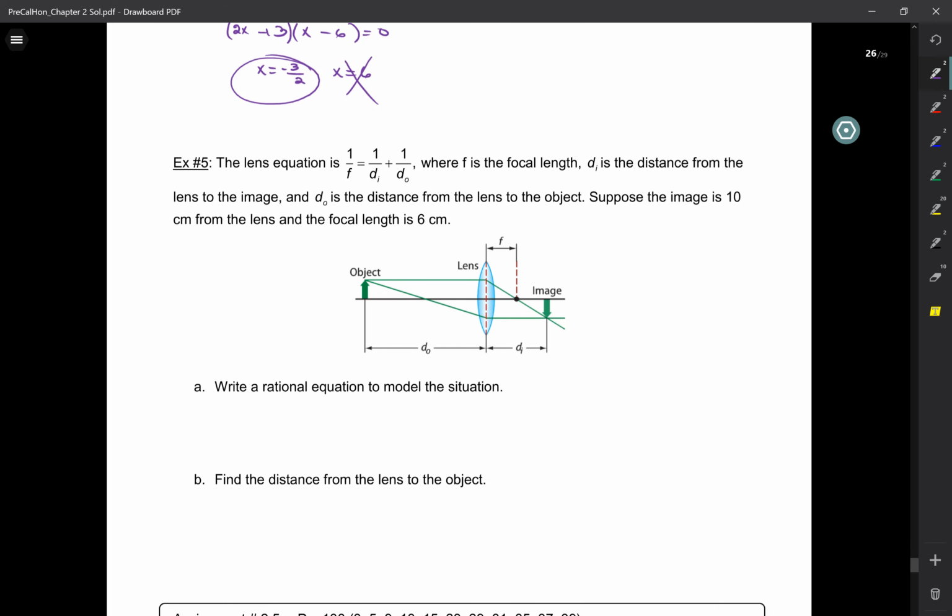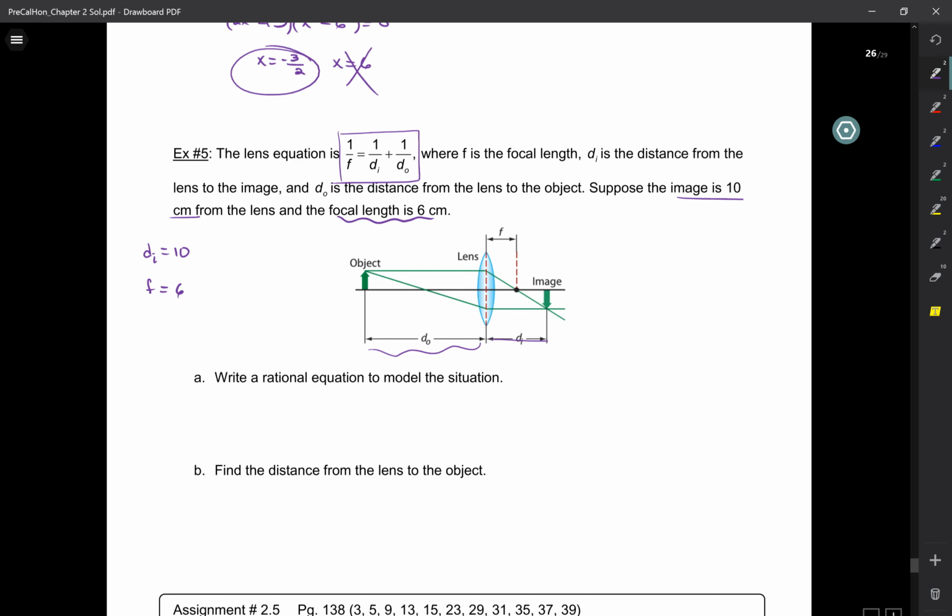All right. So here, the lens equation is this, where f is the focal length, di is the distance from the lens to the image, and do is the distance from the lens to the object. Suppose the image is 10 centimeters from the lens. That means di is equal to 10. And the focal length is 6 centimeters.